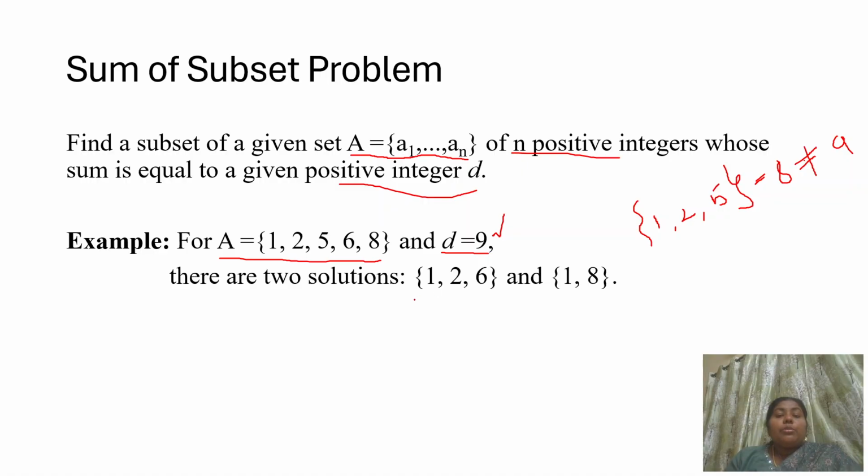Here we have two basic solutions: 1, 2 and 6. What is the sum of this one? 1 plus 2 plus 6 is equal to 9. Another subset is 1 and 8. That is 1 plus 8, which is equal to 9. So the basic concept I am going to use in the sum of subset problem is the backtracking technique.